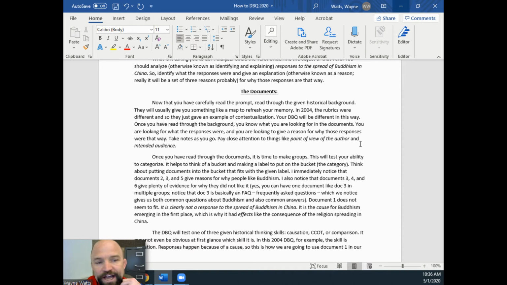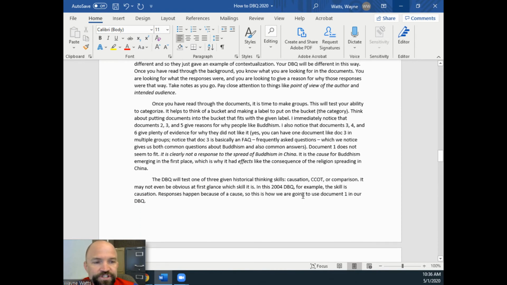Once you have read through the background, you know what you're looking for in the documents. You are looking for what the responses were, and you are looking to give a reason for why these responses were that way. Take notes as you go through the documents. Pay close attention to things like point of view of the author and intended audience.